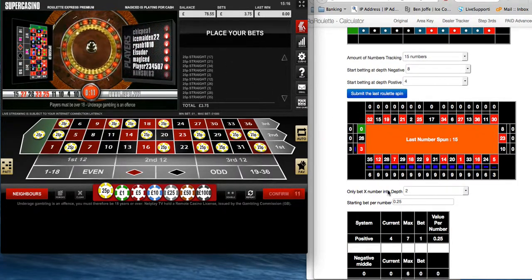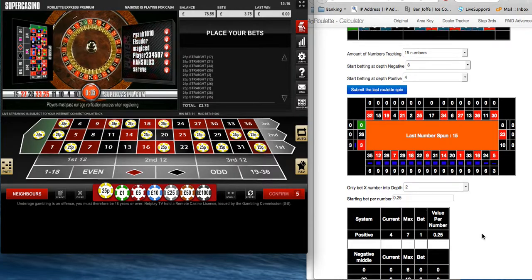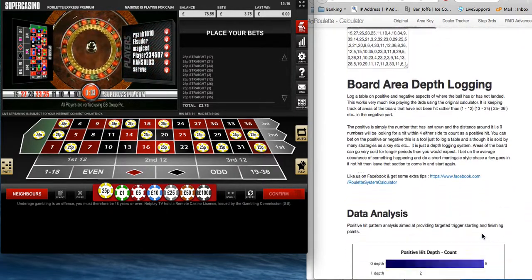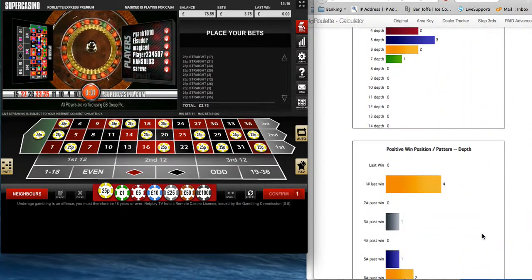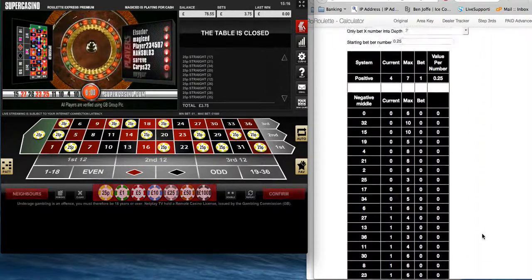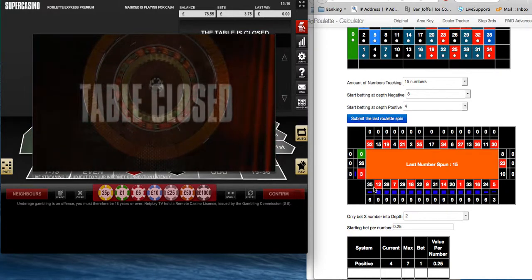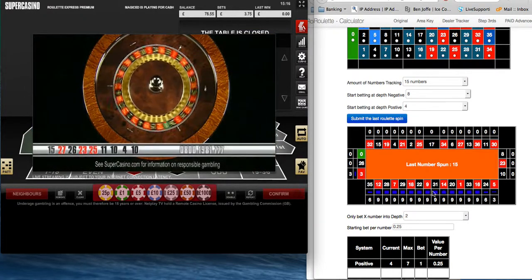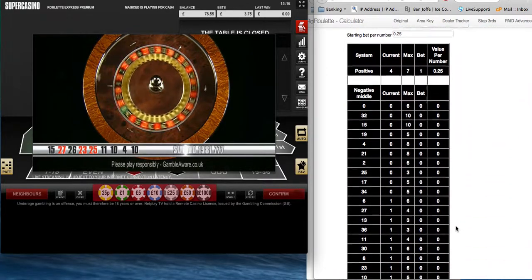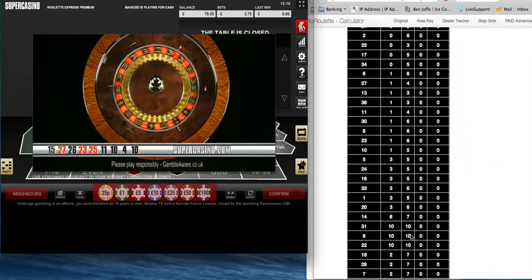Now you can see the maximum depth for the positive has gone to 7. So if I bet 4, 5, 6, 7, that would be 4 bets if I was going to continue through that. But for this, we're just doing to the depth of 3. And again, you can see the negative. This section that is highlighted here has missed 9 times. I believe 9. Sorry, 10 times there.